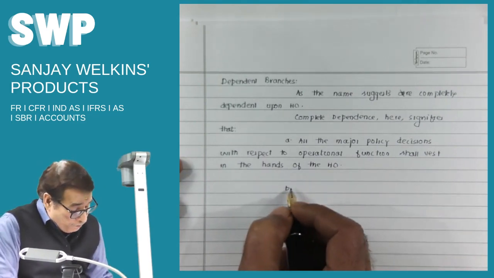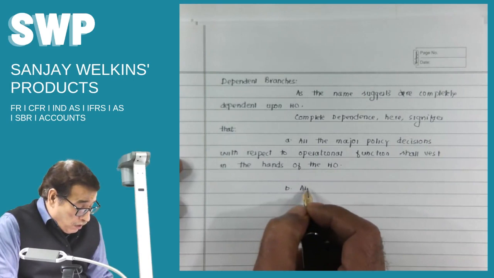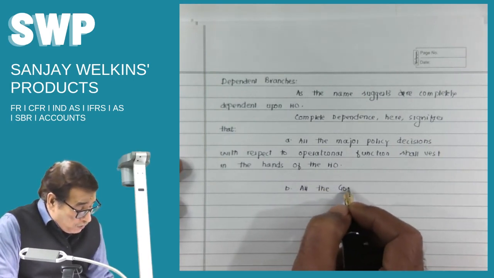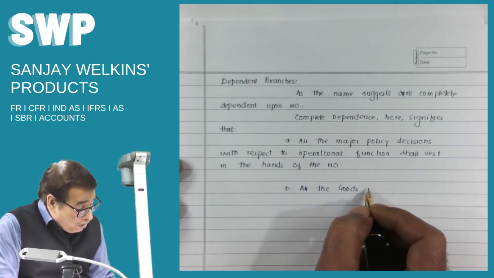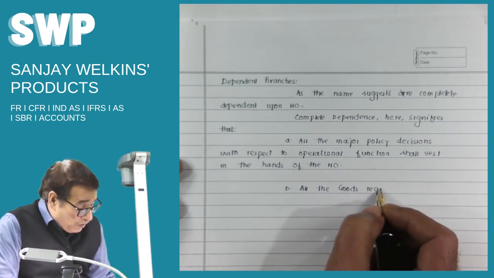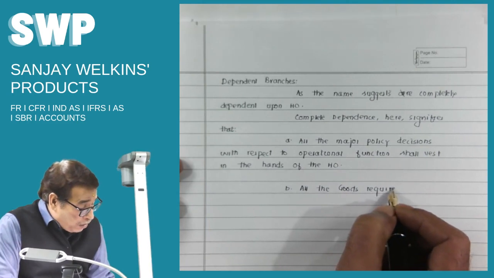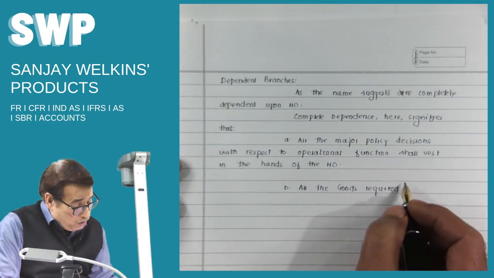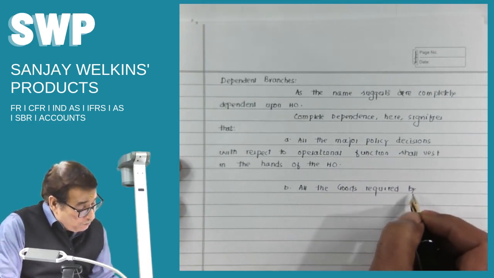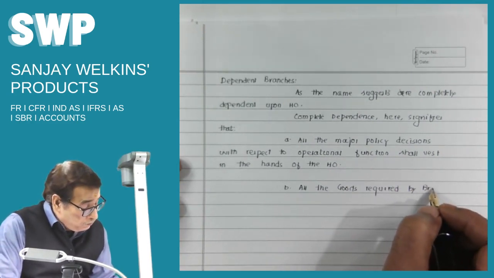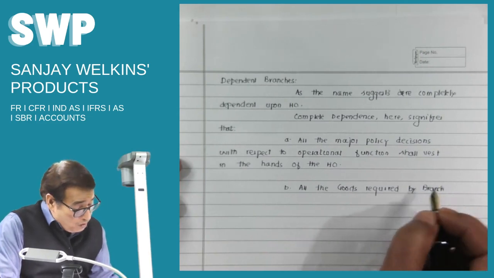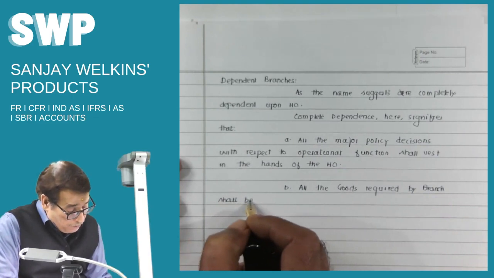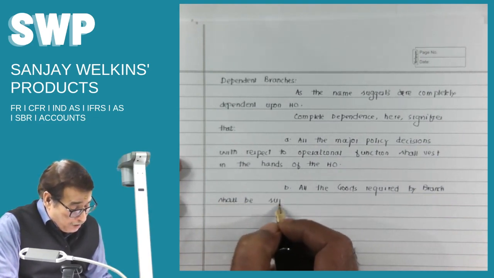B, all the goods and services required by branch shall be supplied by head office. That means branch will not be allowed to purchase the goods from outside. All the goods required by branch shall be supplied by head office.